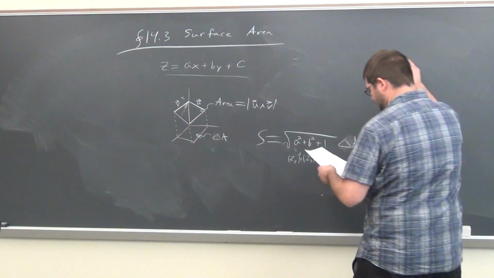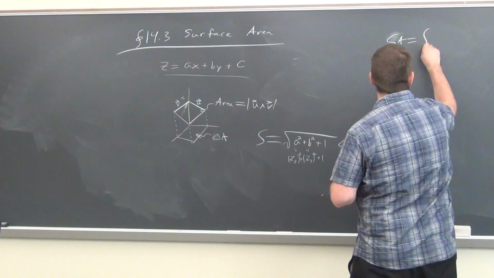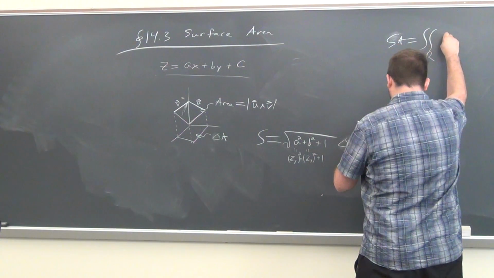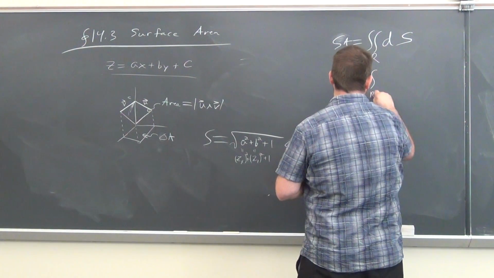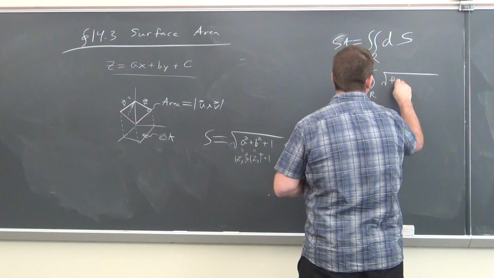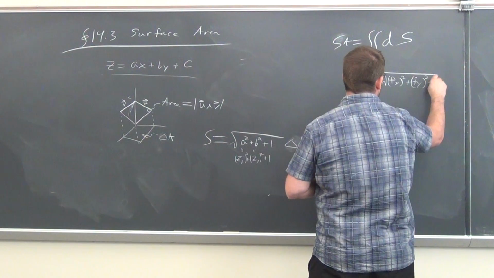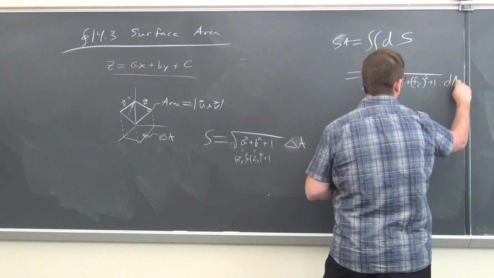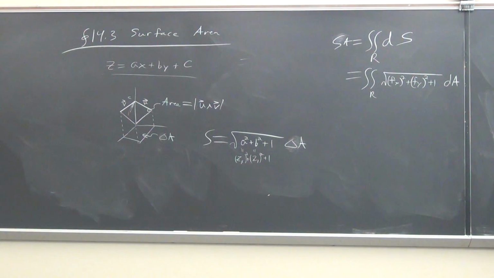So what you really need to take away is just this, okay? I'm just going to write it down. Surface area becomes the double integral over your region of dS, and S is basically this thing, so it's the square root of f sub x squared plus f sub y squared plus 1 dA. Okay? So this is essentially the formula you want to memorize.